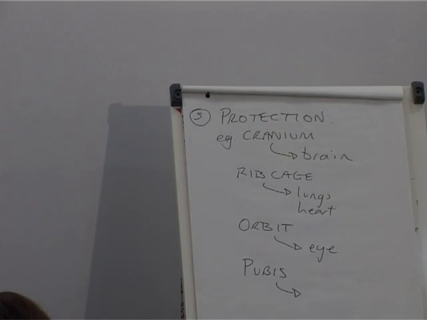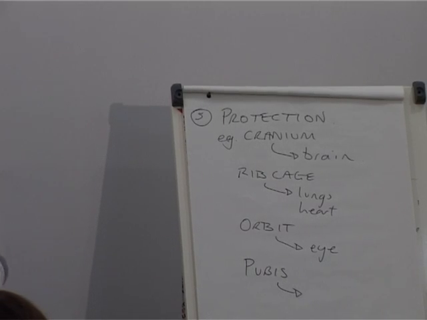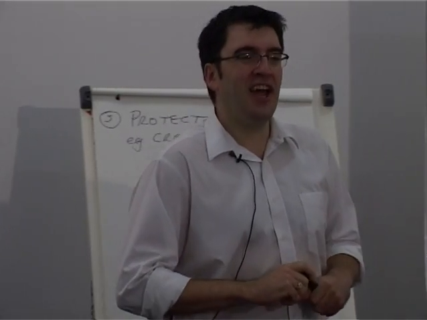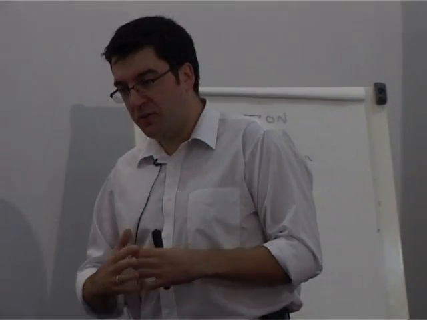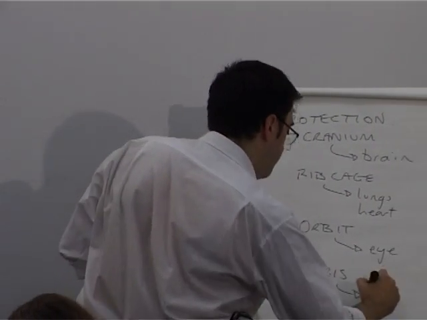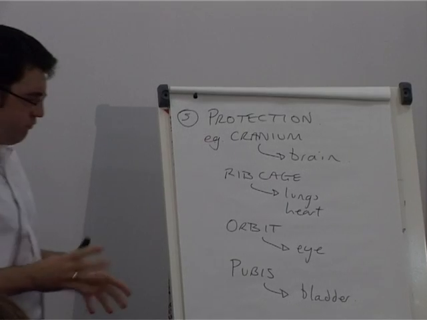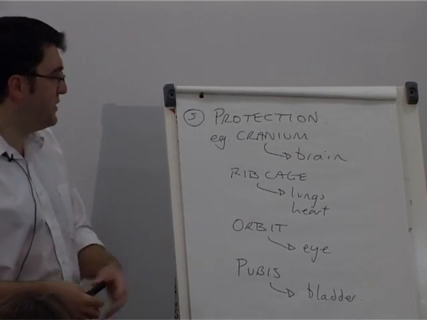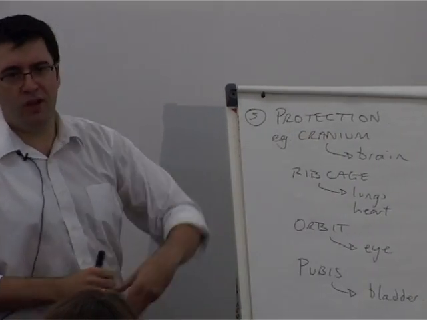The pubis. Anybody know where the pubis bone is? Down here somewhere. The pubis is actually part of the pelvic girdle, and it's at the front here, literally just underneath where your pubic hair is. And that's protecting the bladder. You may think, well, okay, it's protecting the bladder, but why? It's not as if the bladder is as important as your brain or your lungs or your heart or whatever.